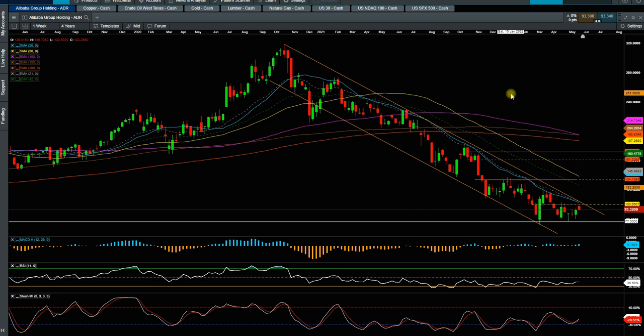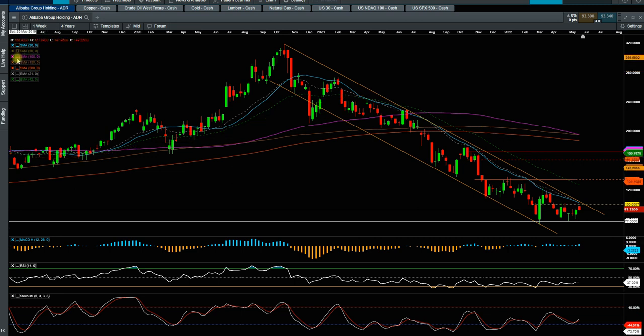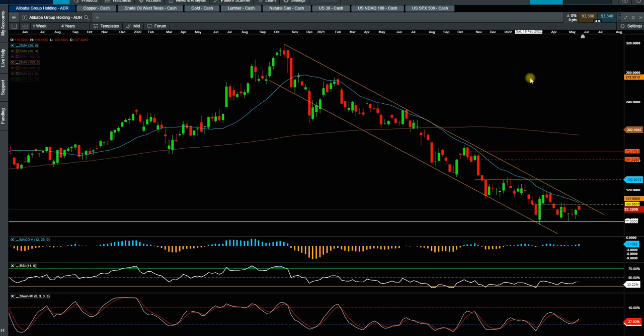This is the weekly chart, and if I just turn off all the moving averages here, leaving just SMA 20, SMA 20 on the weekly chart tells you that we are in a downtrend. This blue line is the moving average SMA 20, and whenever we hit this line, price goes back down.